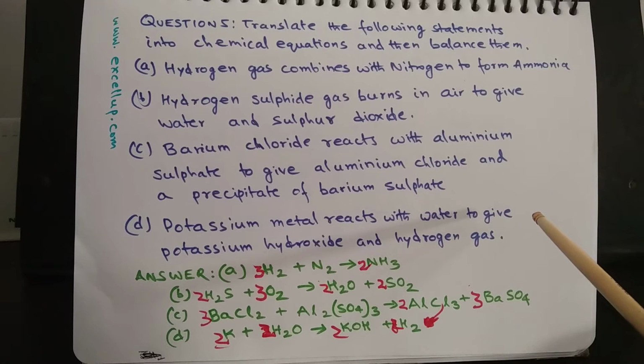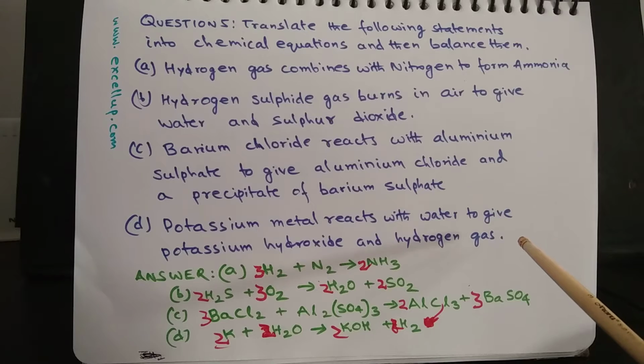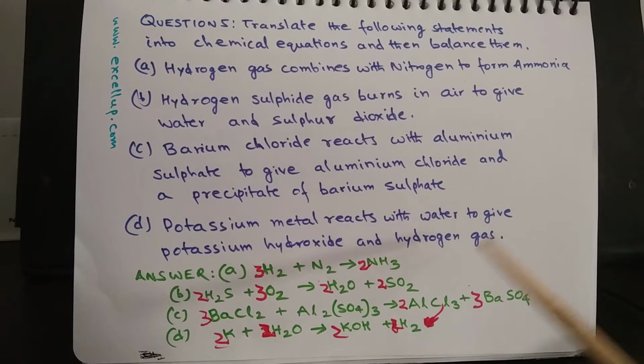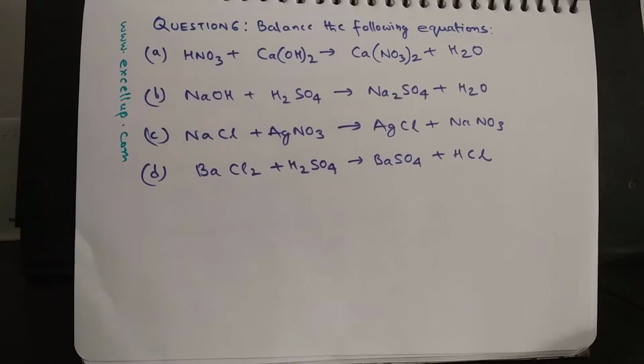And D: potassium metal reacts with water to give potassium hydroxide and hydrogen gas. The answer is 2K plus 2H2O is equal to 2KOH plus H2. Okay. Question 6. Balance the following equations. A is HNO3 plus Ca(OH)2 is equal to Ca(NO3)2 plus H2O.